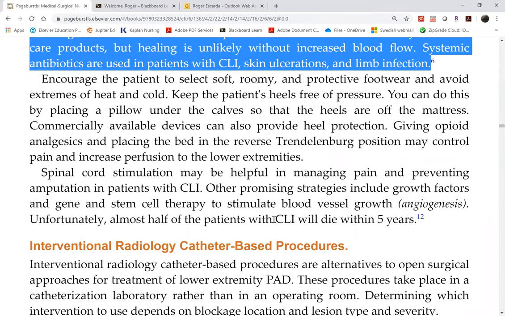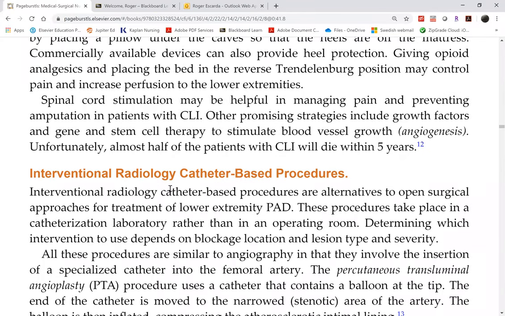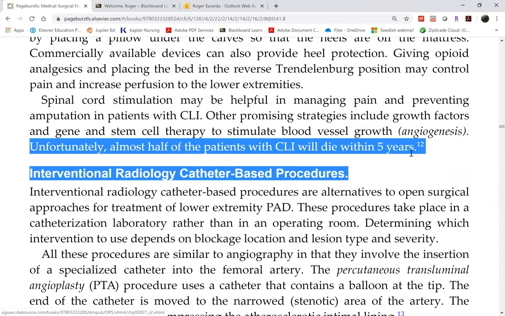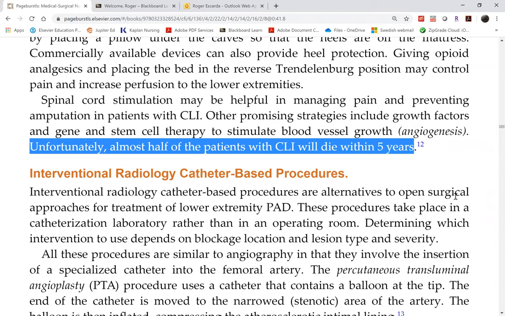Other therapies are to give drugs that, remember in chapter 33, there was collateral circulation from chronic ischemia. If the patient has chronic angina, they tend to form new blood vessels; that process is called angiogenesis. It's a compensatory mechanism. Here in PAD, we can give them drugs that cause their body to form new blood vessels. But look at this statement right here: if patients develop critical limb ischemia, that means their PAD is quite advanced, and they have a poor prognosis.